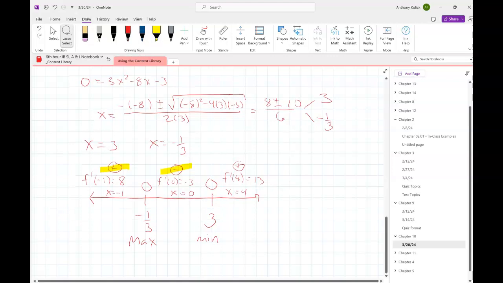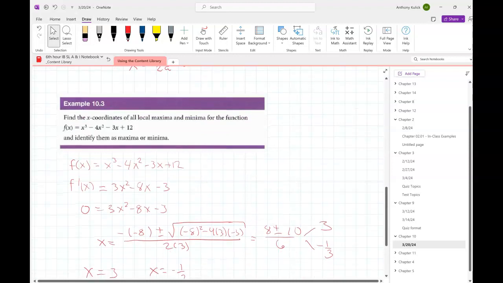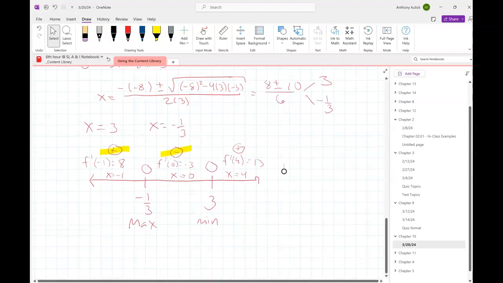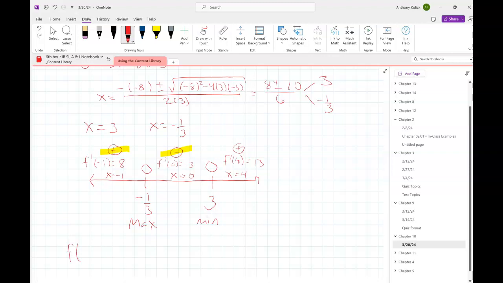Now the question asks for the coordinates, though. So now that I've gone and figured out where the extrema are, 3 and negative 1/3, and what type of extreme is happening there, a local max and a local min, I have to now find the y coordinate at those points. What do I use to find the y coordinate? The original thing. Yes, excellent.